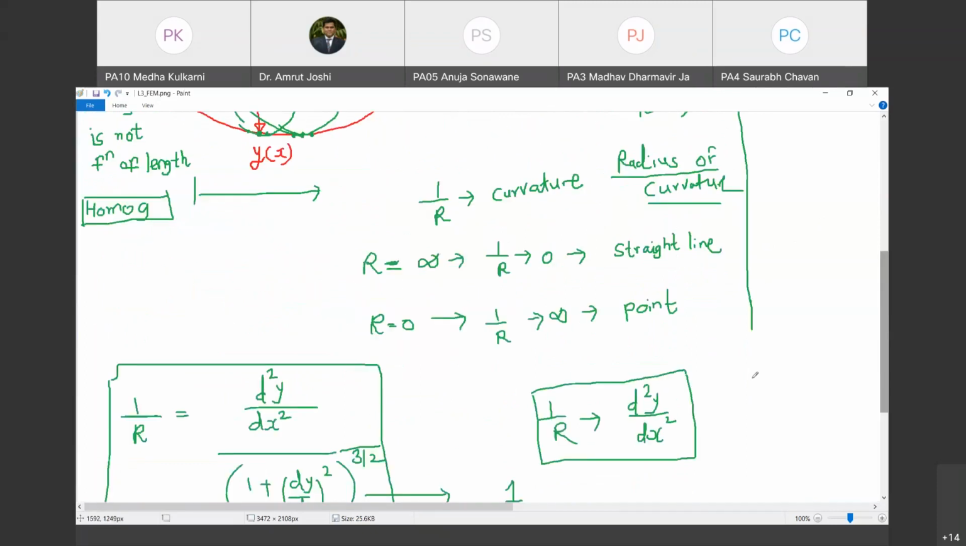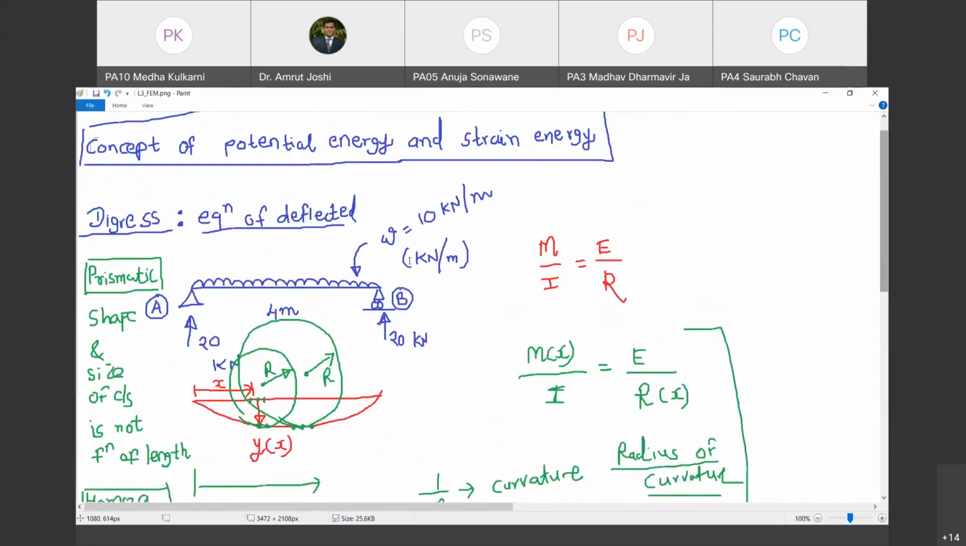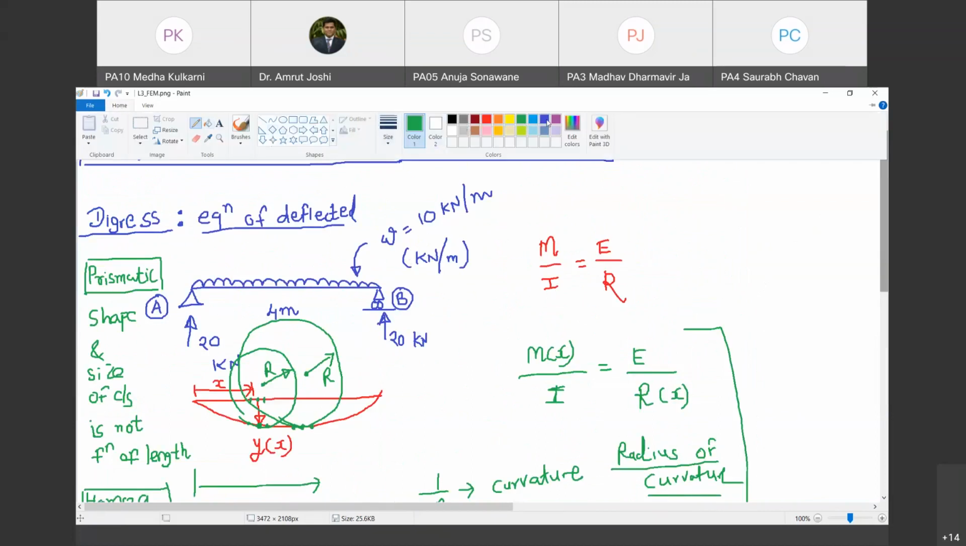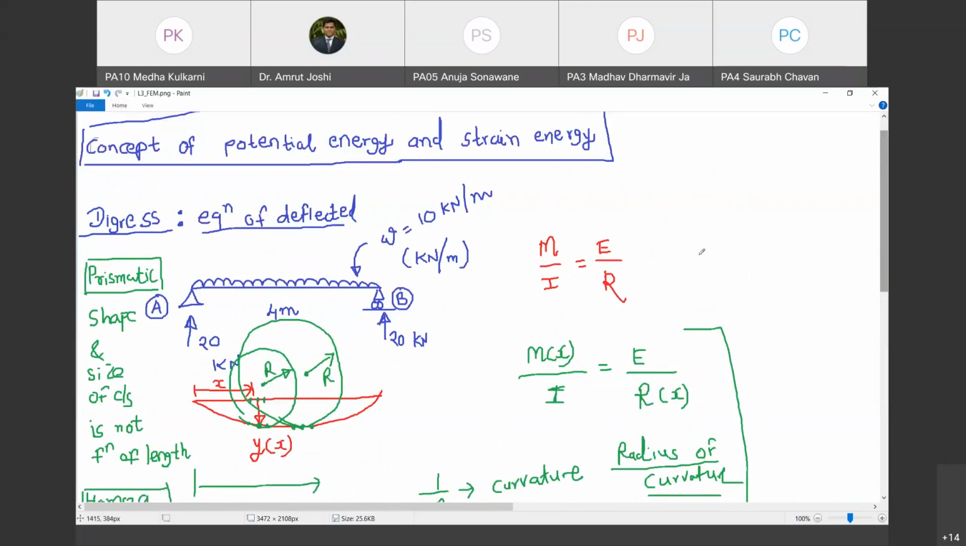Chalo. Now I was expecting all this is known to you, so we could have saved all this time. So I request you to revise. So 1 over r is how much? Tell me. d square y by dx square. So can I write M(x) as EI d square y by dx square?